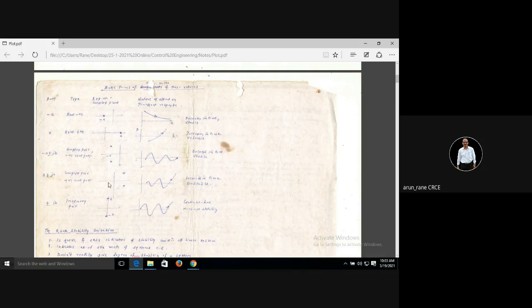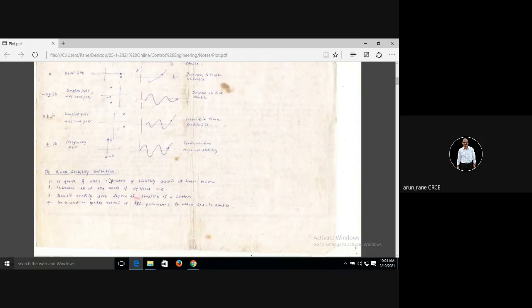And if the roots are lying on the imaginary axis, that is, there is no real part, only an imaginary part, then the system is marginally stable. That means if you want the system to be stable, your roots should be negative real roots, or complex with negative real part, or it should be imaginary. So in these three cases only you will have a stable system.